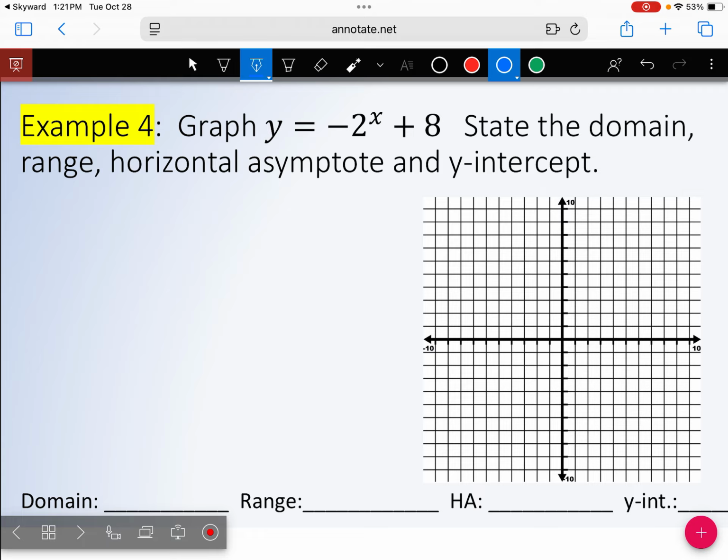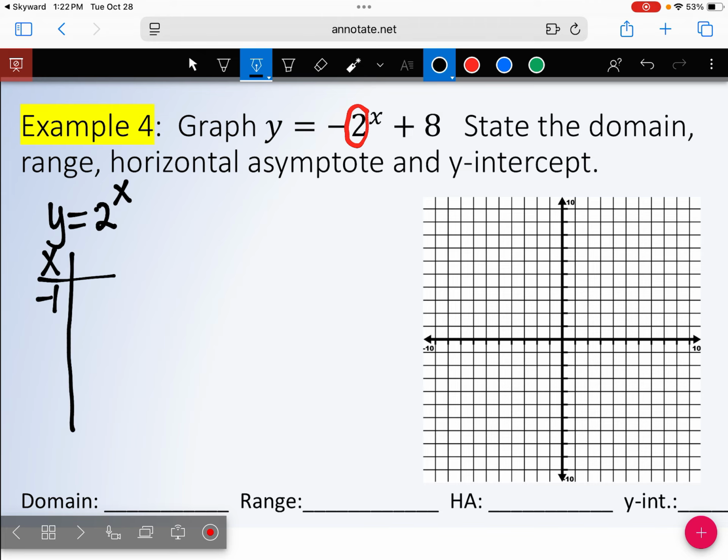So this is kind of tricky because some people may see this negative and think my base is negative 2. The base is always positive. My base is just 2. So my parent is y equals 2 to the x. That negative in the front represents your A value. So we've been doing this table a lot. We probably know it by heart. If not, you will, because we use 2 a lot. That's my parent.